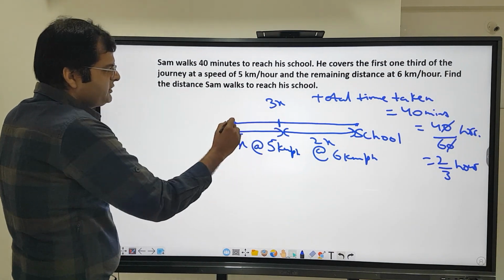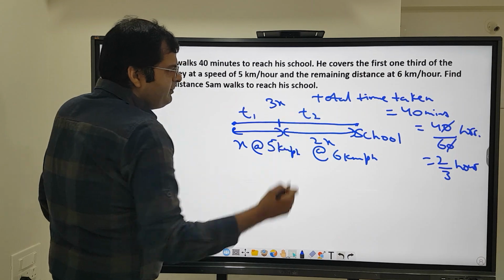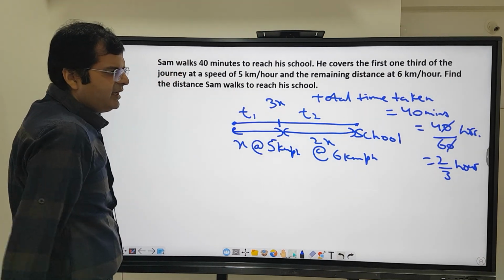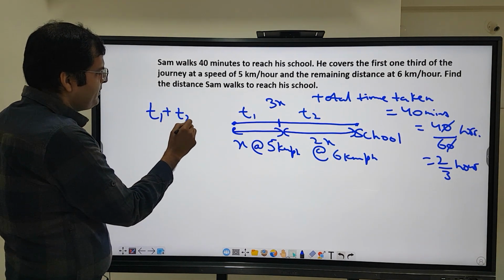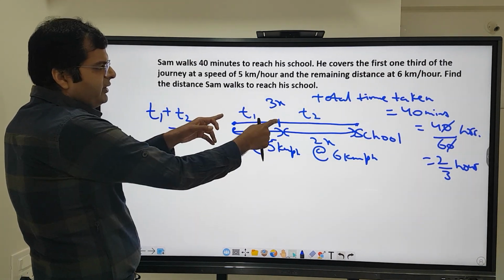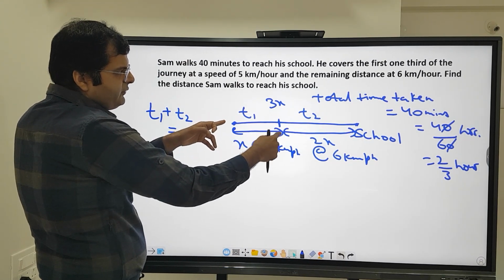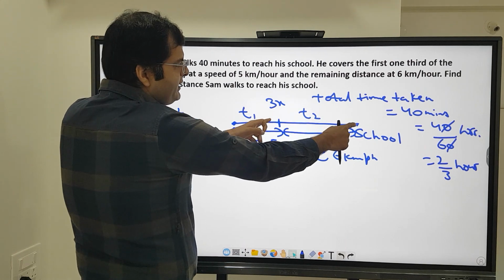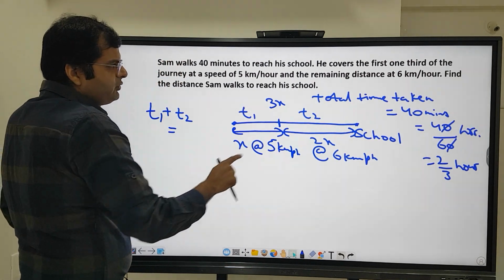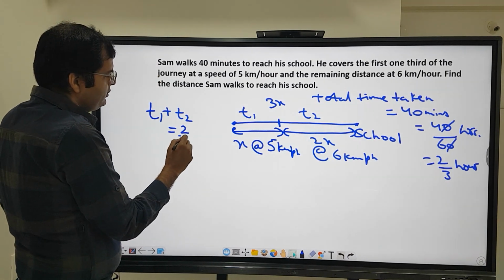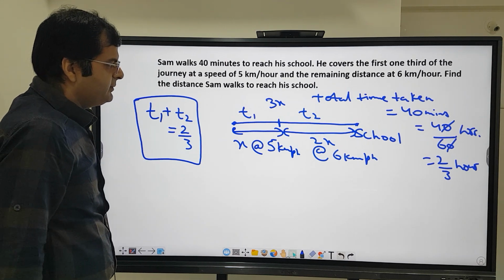Now in the first part of the journey, let's say time taken is T1. In the second part of the journey, let's say time taken is T2, and T1 and T2 are in hours. We know that the total time taken should be equal to T1 plus T2, because that is the total time. So from here you reach till this point in time T1, in the first 1/3 of the journey, and the remaining 2/3 of the journey is in time T2. So T1 plus T2 should be equal to the total time taken, which is 2/3. So this is one equation that I have: T1 plus T2 equals 2/3.